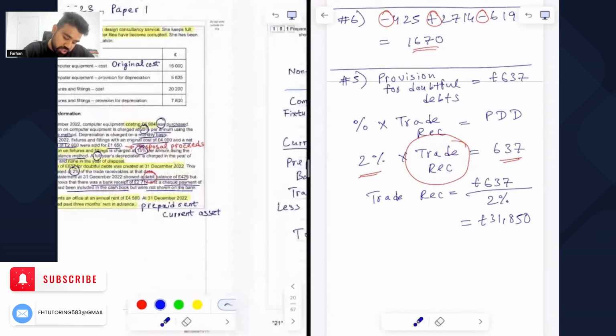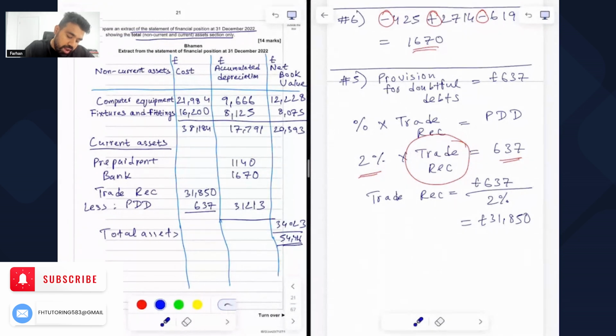Moving on to the balance sheet, you will see that for current assets, we started with the gross amount for trade receivables, which is £31,850. And then I subtracted provision for doubtful debts of £637, and we got the net trade receivables of £31,213. Now, do not write PDD in the exam, because the markers have the full authority to deduct marks in this case. So make sure you don't lose marks like that. Just write the full form, provision for doubtful debts.